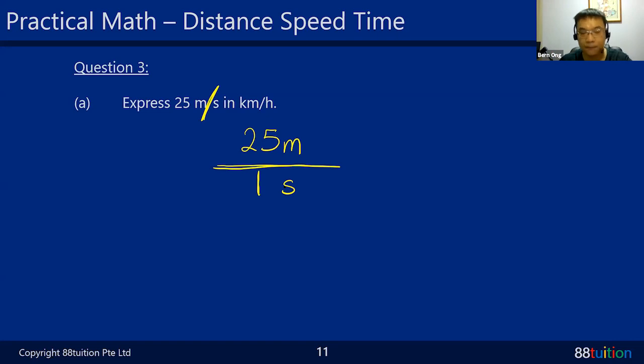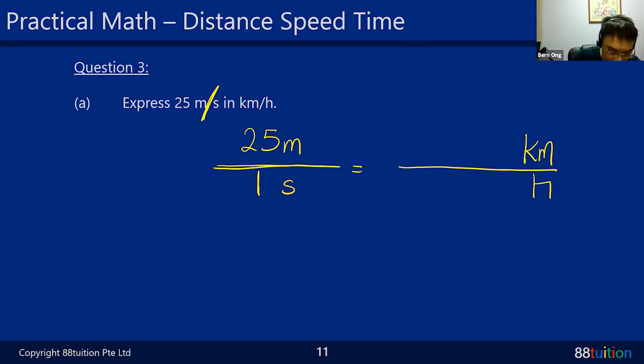I purposely write it up and down instead of left to right. 25 meters per second means 25 meters divided by 1 second. Per second means 1 second. Can you see? I purposely write it like that. It's equal to what? The question is kilometers per hour, which is written the same way. So now remember your conversion.